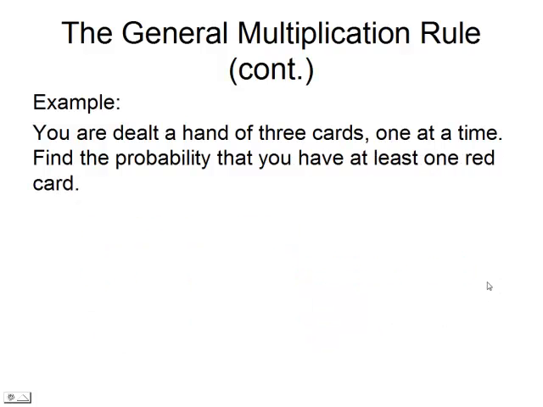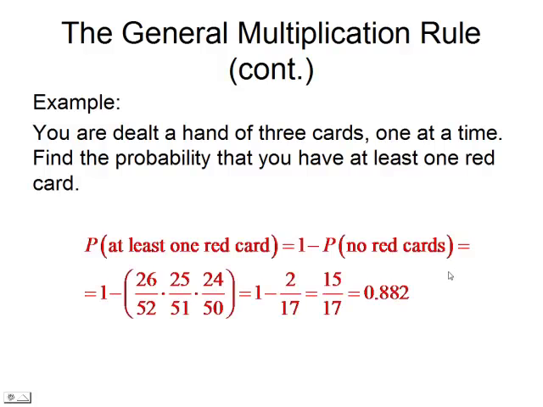You are dealt a hand of 3 cards one at a time. Find the probability that you have at least one red card. So to find the probability of at least one red card, what we're going to do is the complement, which is 1 minus the probability that you have no red cards.